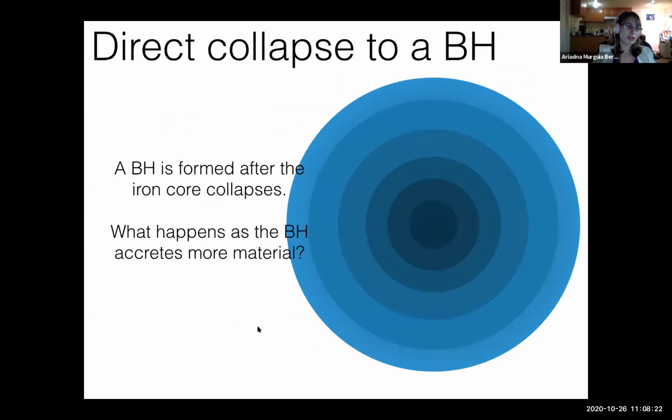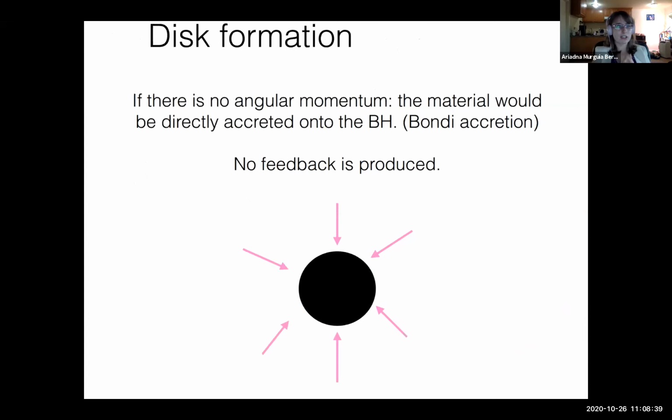So first, the star ends its fuel. Its iron core collapses and it turns into a black hole. And then another shell of material is going to get accreted onto the black hole. What happens as more material gets accreted: if the material has no angular momentum, everything is just spherically symmetric, and the material will just be directly accreted onto the black hole. Because the black hole has no surface, any dissipated energy is going to be advected directly into the black hole, and there will be no appreciable feedback.